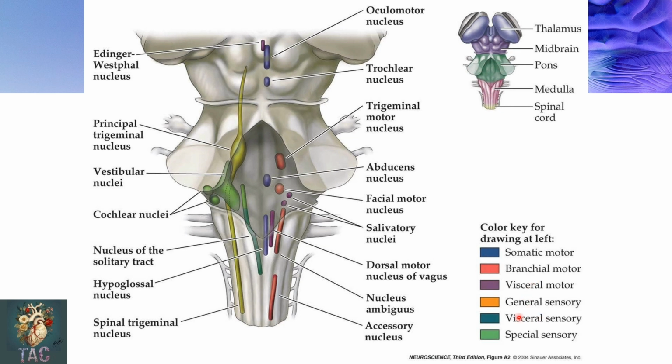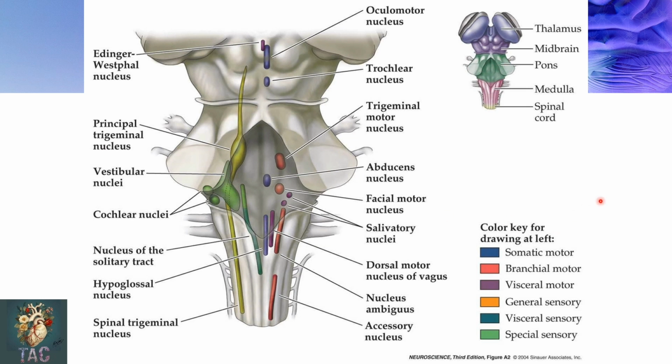Then we move on to the sensory nucleus. The general sensory nucleus is shown in light yellow color. This is the mesencephalic part of the trigeminal nucleus, the principal part of the trigeminal nucleus, and then the spinal trigeminal nucleus. So these are the general somatic afferent fibers. Then the visceral sensory fibers are shown over here by the nucleus of the tractus solitarius, and then the special sensory, which are shown over here by the cochlear nucleus and the vestibular nuclear complex.